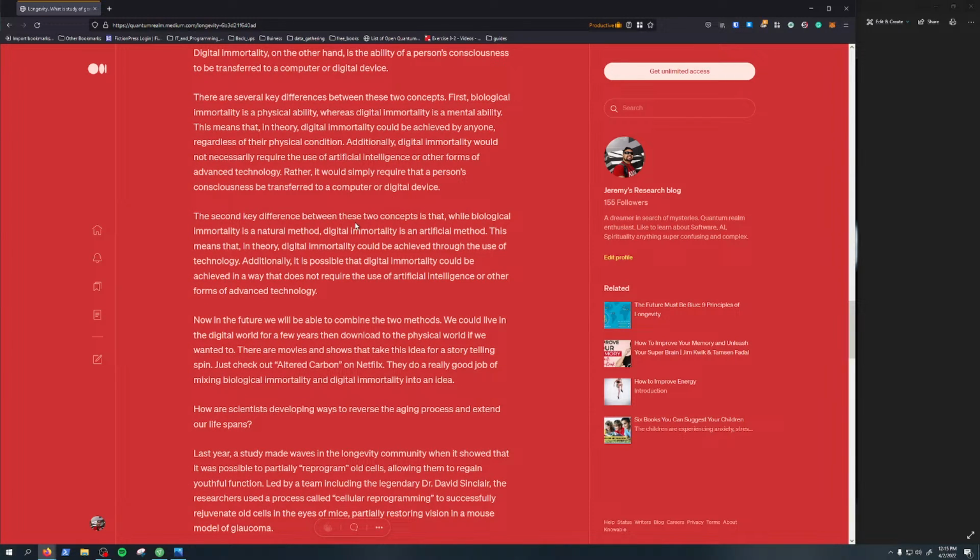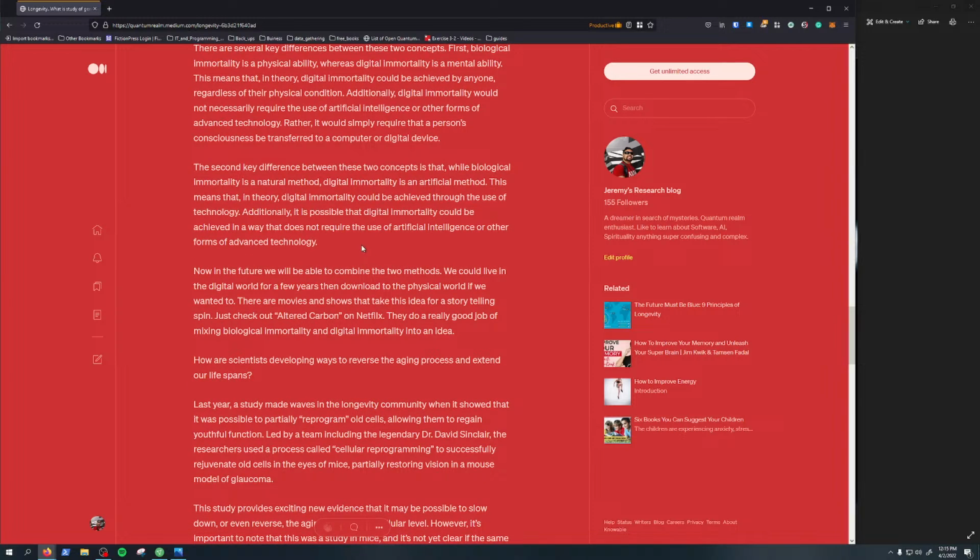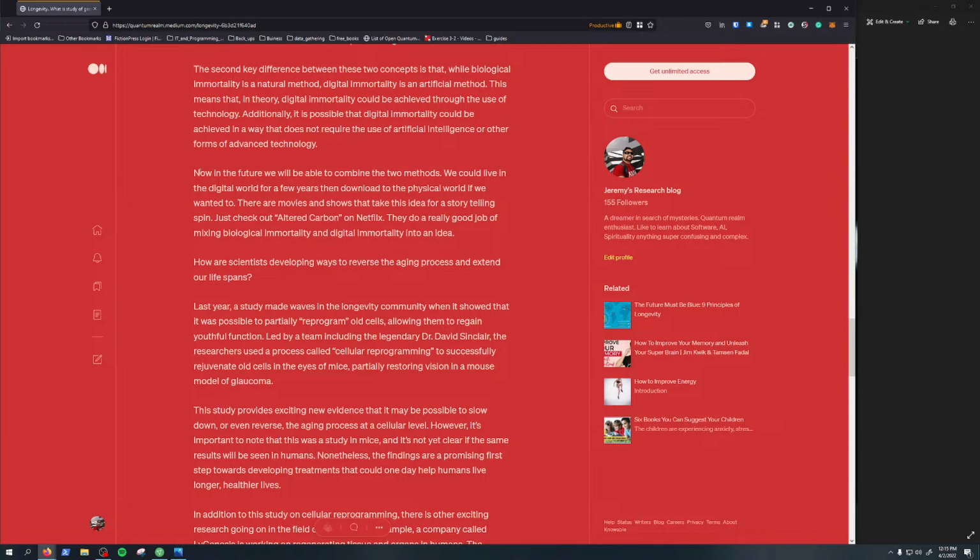The second key difference between the two concepts is that while biological immortality is a natural method, digital immortality is an artificial method. This means that in theory, digital immortality could be achieved through the use of technology. Oh my gosh, that's so repetitive. I need to fix all these mistakes.